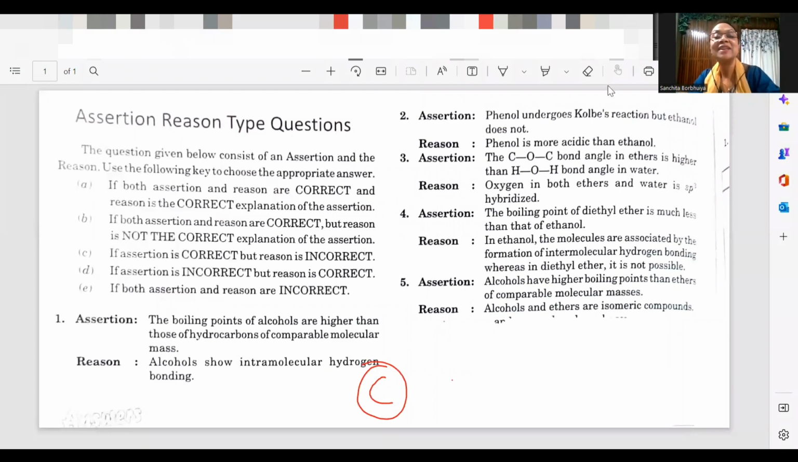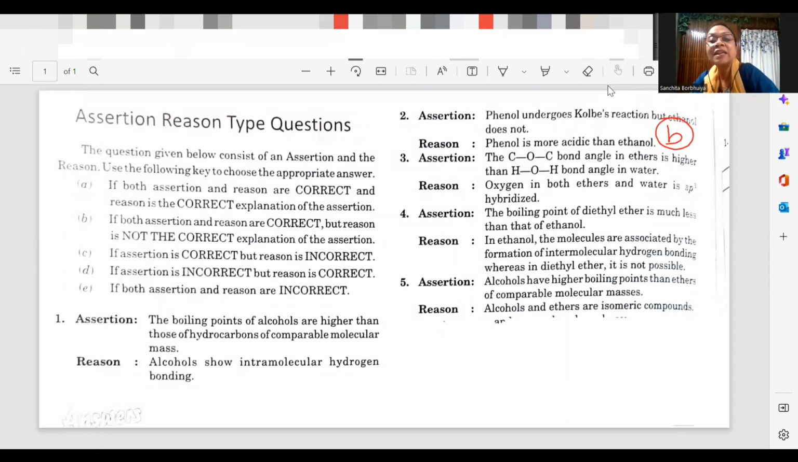Going on to the next one. Phenol undergoes Kolbe's reaction, but ethanol does not. It is correct. Phenol is more acidic than ethanol. That is also correct. But do you think the reason is supporting the assertion? No. They are independently correct, but the reason does not support the assertion. So the answer for this is, if you have said B, the answer is correct.